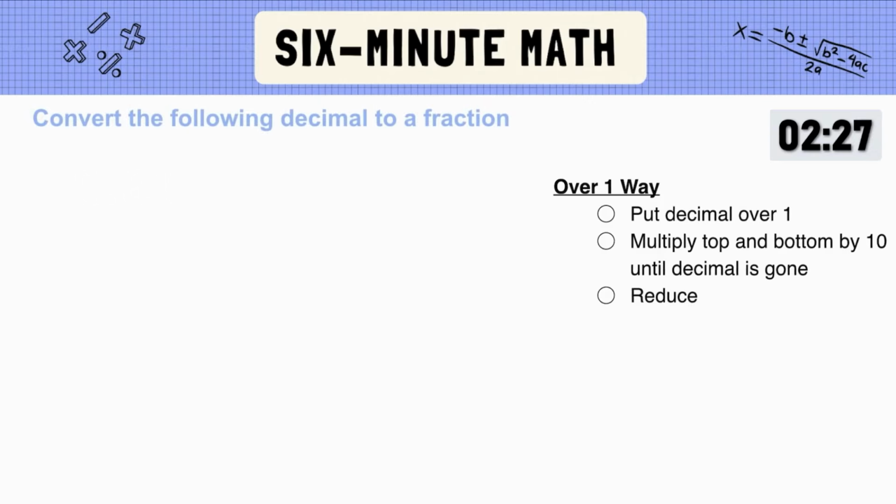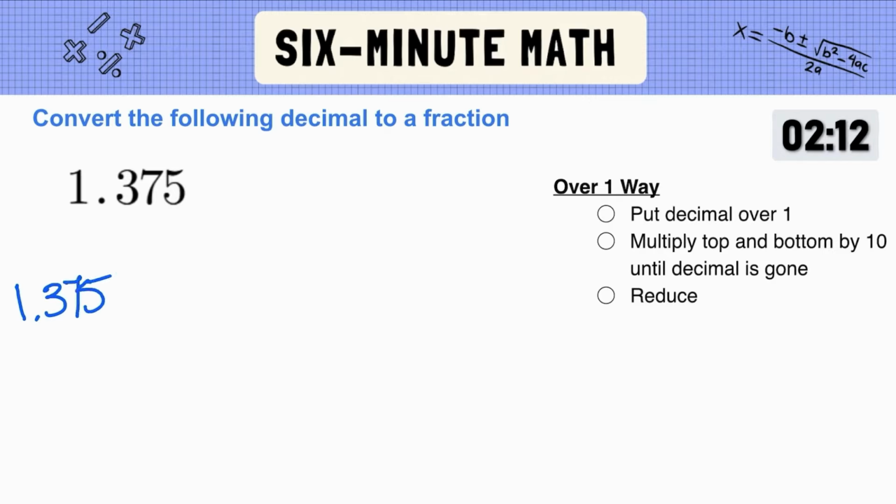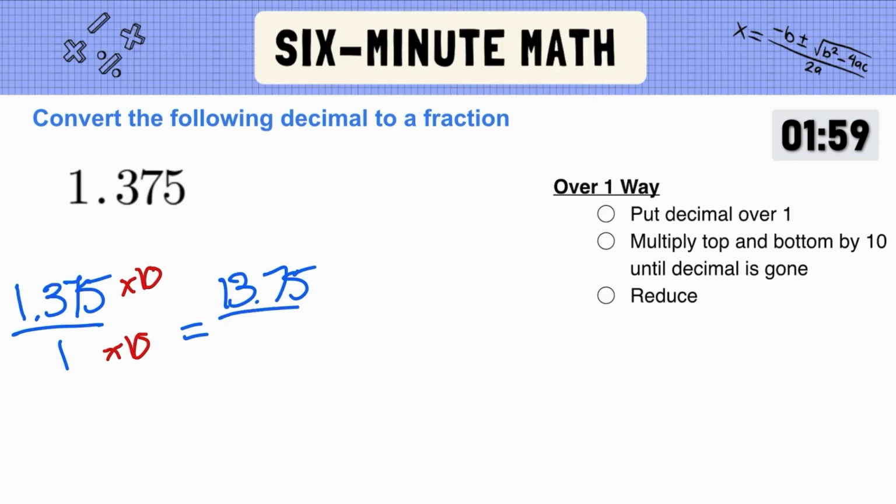One last example here today. We're going to convert the following decimal to a fraction using the over 1 way. So my first step here is to put it over 1. I'm going to rewrite my decimal over to the side just to give myself enough space. And I'm going to multiply by 10 until I get rid of my decimal. Multiply by 10, multiply by 10. 13.75 over 10.